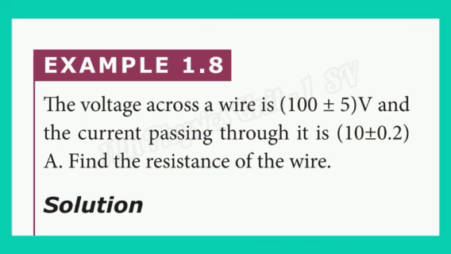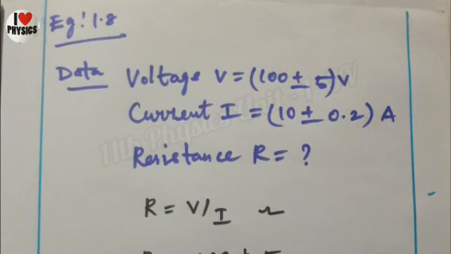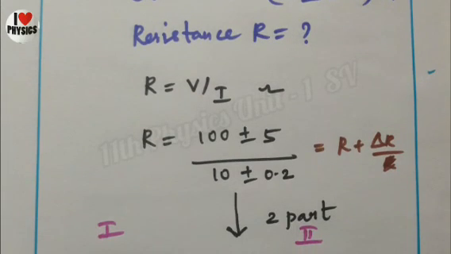For example, 1.8: the voltage across a wire is 100 plus or minus 5 volts and the current passing through it is 10 plus or minus 0.2 ampere. Find the resistance of the wire. Given data: voltage, capital V, is equal to 100 plus or minus 5 volts, and current I is equal to 10 plus or minus 0.2 ampere. So the resistance is R equal to V divided by I.